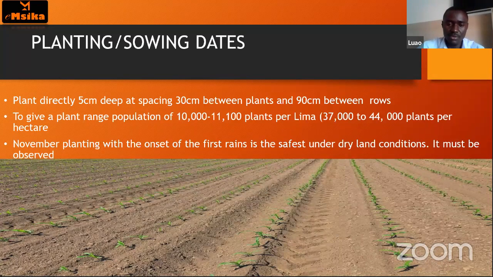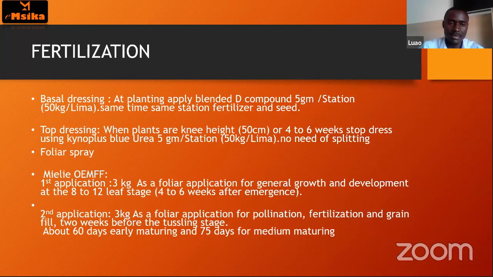So this is the basal dressing. We talked about the basal dressing, blended G compound, where you add 5 grams per station, the plant, which will be about 50 kgs per lima. Then we come to top dressing. So for top dressing, ordinarily we have been adding urea, and we've been seeing the results. The results haven't been that much convincing.